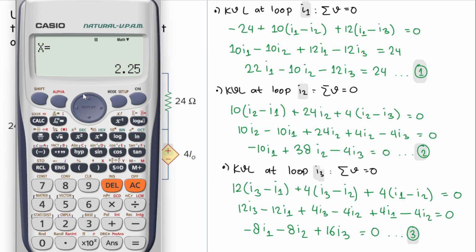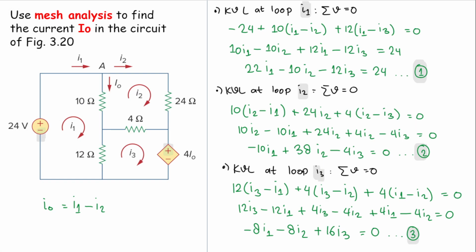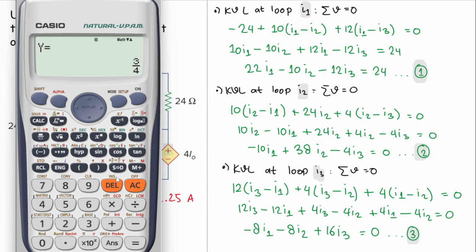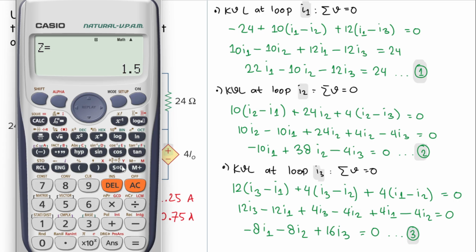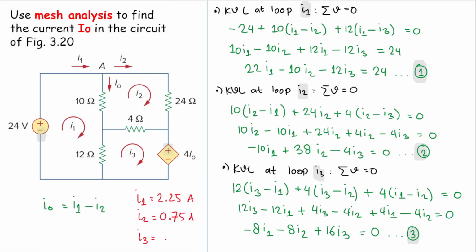Okay, we will have I1 here is 2.25. Okay, so we'll have I1 equal to 2.25 ampere. And then I2 is the Y value here. So we will have 0.75. Okay. And then what is I3? I3 is equal to 1.5. Okay, so I have 1.5 ampere.